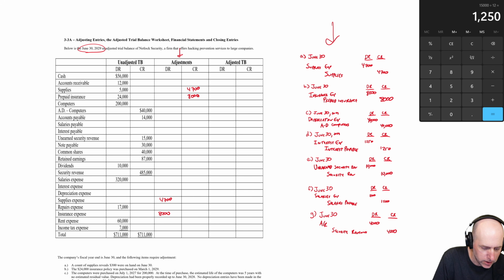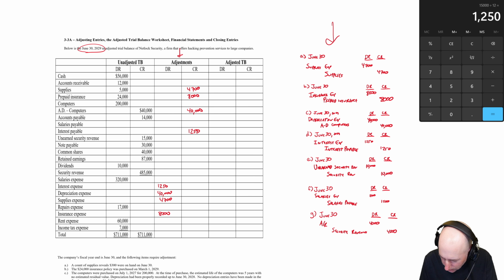Debit depreciation expense, credit accumulated depreciation computers, $40,000. That seems like a lot, but yes, I remember it now. It's like $40K. That's huge, but computers depreciate quickly, and if we have a lot of them, that can be the case. Debit interest expense, credit interest payable, $1,250. Debit interest expense, $1,250. Credit interest payable, $1,250.